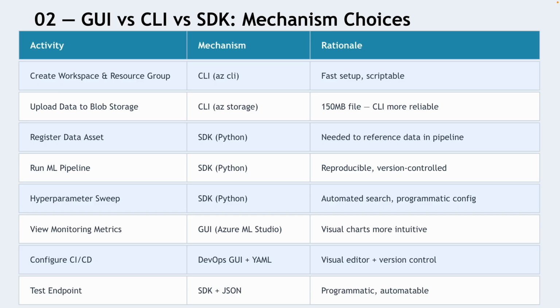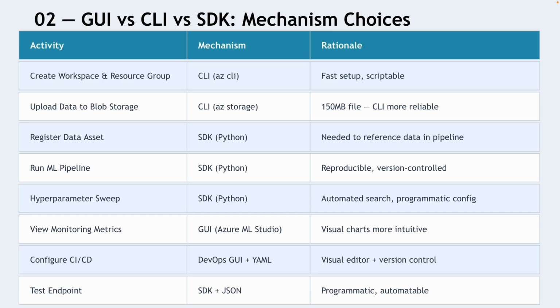I used the GUI for monitoring endpoint metrics because visual latency charts are more intuitive than pasting JSON output. For CI/CD, I used a combination: the Azure DevOps user interface to set up the pipeline, plus YAML for the pipeline definition, so it's stored in version control alongside the code.